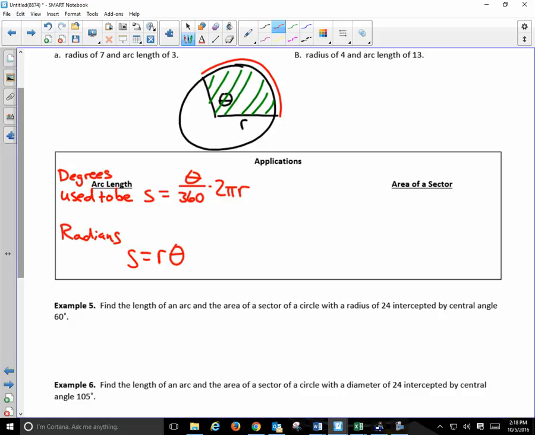A green one, the area of a sector, it used to be, K is often the variable used for sector area. It used to be theta divided by 360 times pi r squared. That was when we were working in degrees. Now that we're working in radians, K is equal to 1/2 r squared theta. Again, it's a nicer formula.